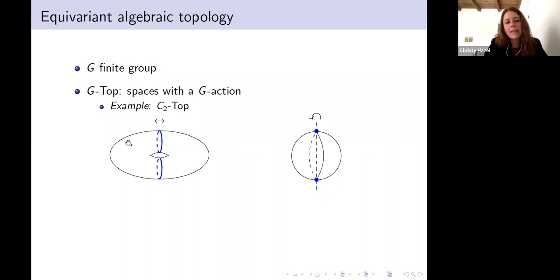On the left here, this is a genus 1 torus, where our C2 action is swapping the two halves of the torus. And these two blue circles are used to denote the fixed set. So these are the points that are not moved by the action.